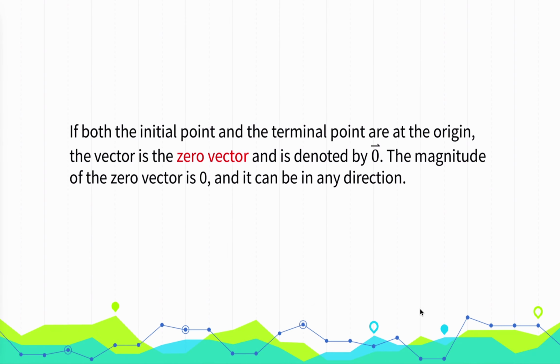If both the initial point and the terminal point are at the origin, the vector is the zero vector. And you write that like this. The magnitude of the zero vector is 0, and it can be in any direction because it's got a magnitude of 0. It's just a dot.